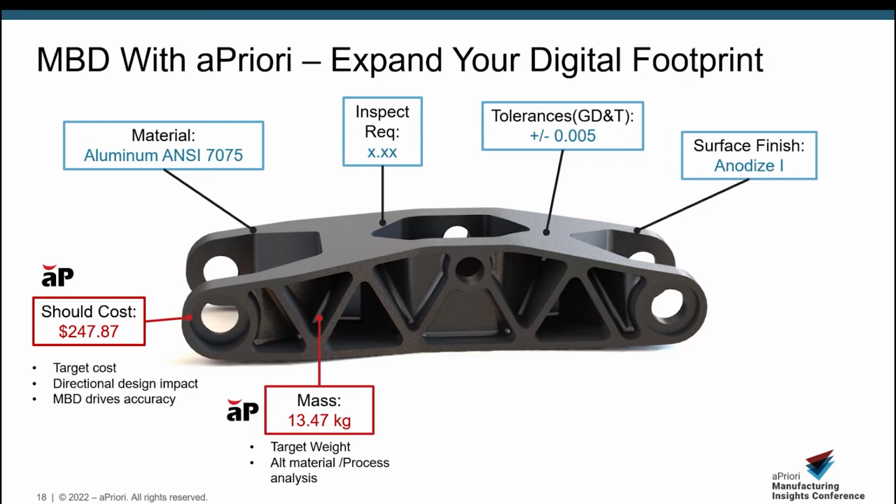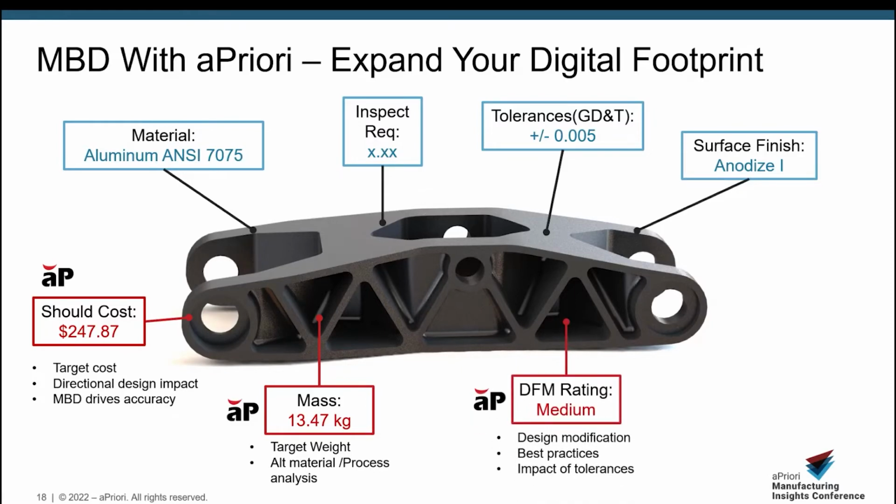We can also look at targets such as mass. In aerospace, mass plays a big role. And in understanding if we're at our target, we can then use aPriori to analyze further, explore different materials or different processes that reduce the weight of the component.